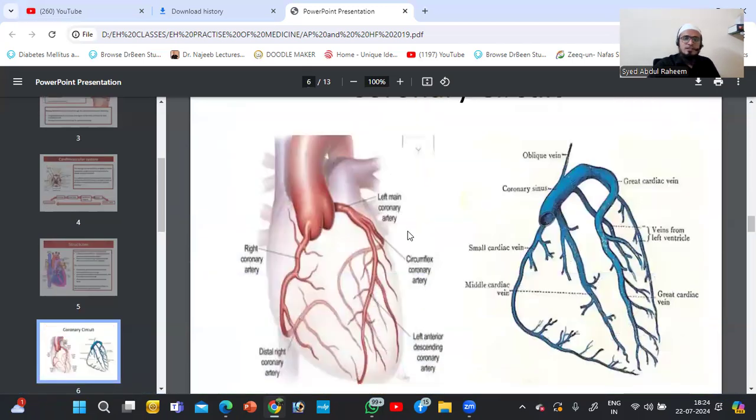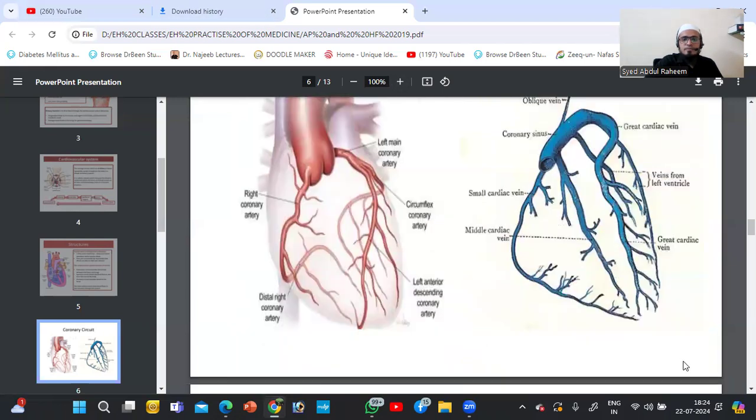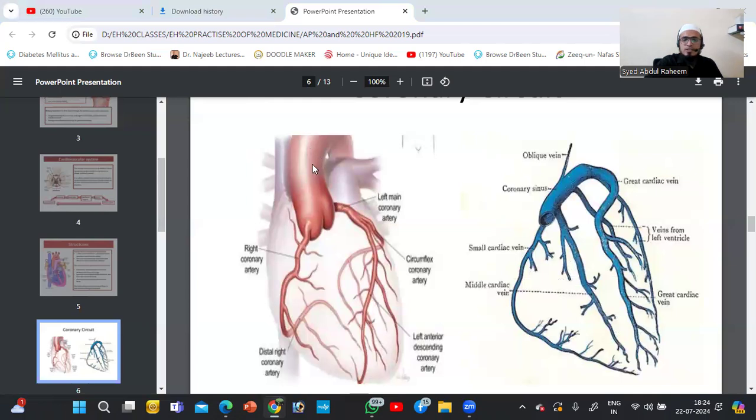Next we have the coronary circuit: coronary artery and coronary vein. You can see this diagram. This is the large artery. From that we have branches: the right coronary artery and left coronary artery, and it gives the distal coronary artery and the left anterior descending coronary artery. These are what supply blood to the heart, and you have the vein.